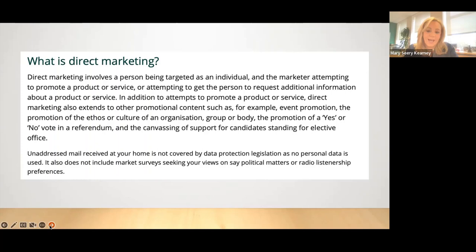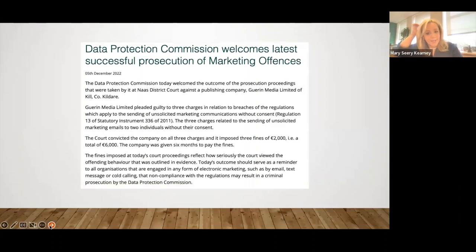So just to be careful, once you're into marketing, you need to do a data processing impact assessment, a DPIA, and you need to go through that process before you start manipulating data, just to make sure that you don't fall foul of this. Okay, so marketing offences. So I put one up here.